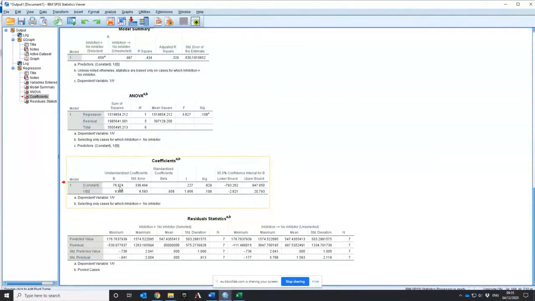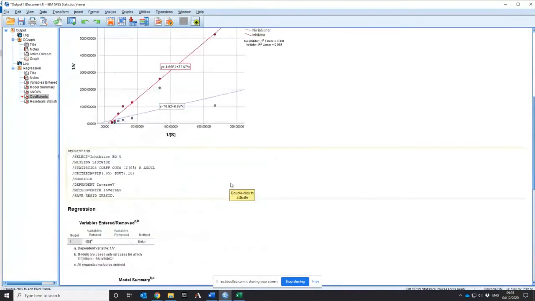So it says it's 76.924. We've seen that before in the Excel one. That's all good. And then below it is the slope. The slope will be in the row which starts with whatever the name of your x variable is. In this case, we put 1 over s to be the x variable. So the slope is 8.986. That's exactly what we saw on fitting the line to the graph.